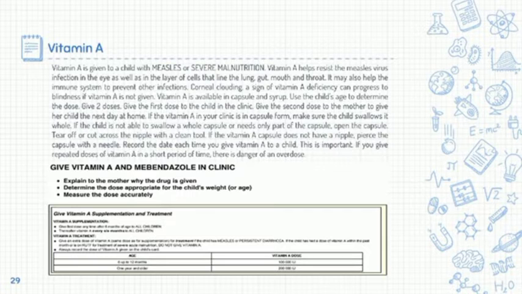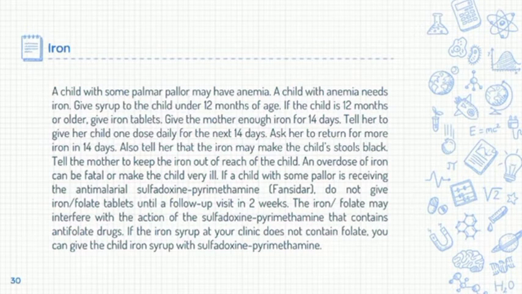So, it is also indicated here the age and the vitamin A doses. For children 6 up to 12 months, it is a 100,000 international unit vitamin A dose. And for children who are 1 year and older, it is a 200,000 international unit vitamin A dose. So, moving on to iron.